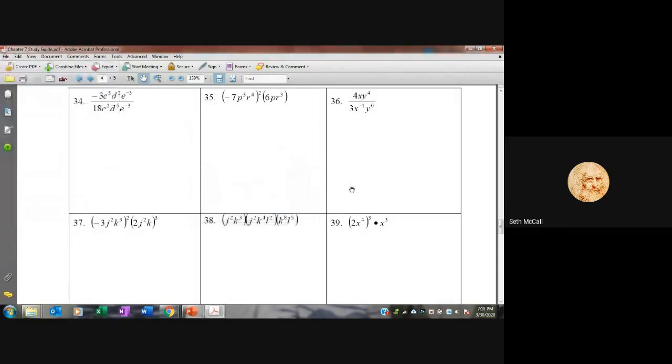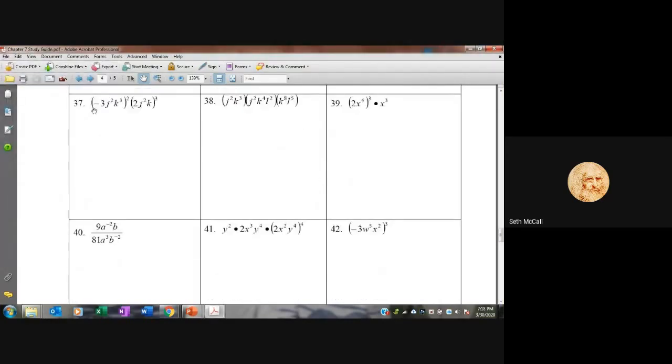Okay, let me scroll down here a little bit. There's number 37. 37 is similar to the one that we just got done doing. We have a squared, though, that's going to need to be distributed out. So let's take that. We're going to have negative 3. Don't forget about your parentheses like I did in that last problem.